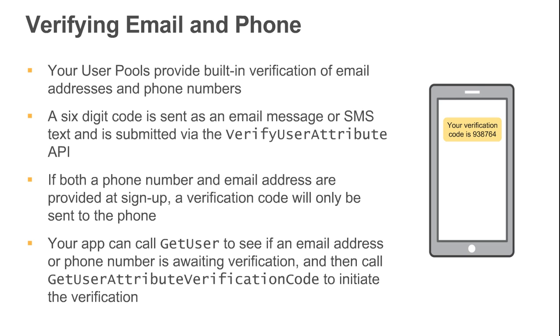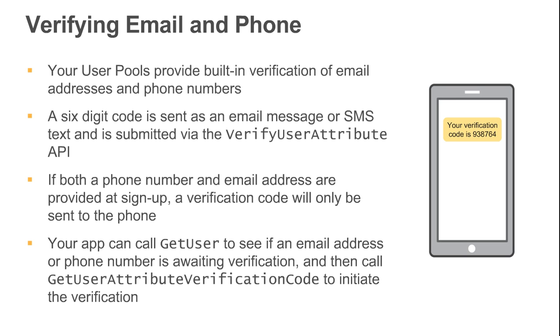It's a 6-digit code, and it's sent by SMS or email, and then it's submitted through the Verify User Attribute API. And there's also a confirm user sign-up method in the SDKs. You can send this through as well.